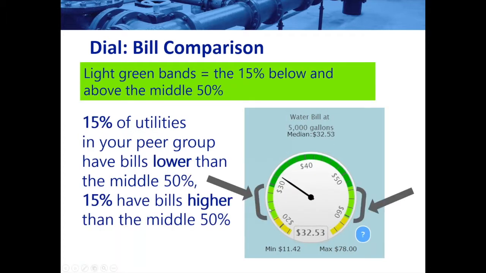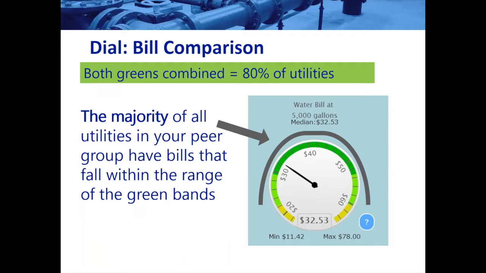The light green bands on either side of this dark green band in the middle are 15% lower and higher than that middle 50%. So that's from 10 to 25% on this left side and between 75 and 90% on the right side. So you're a little lower or higher than most of the utilities in your peer group. If you're looking at both of those greens combined from edge to edge, then you're looking at 80% of the utilities in your peer group. So that's really the large chunk of the people that you're comparing yourself to.